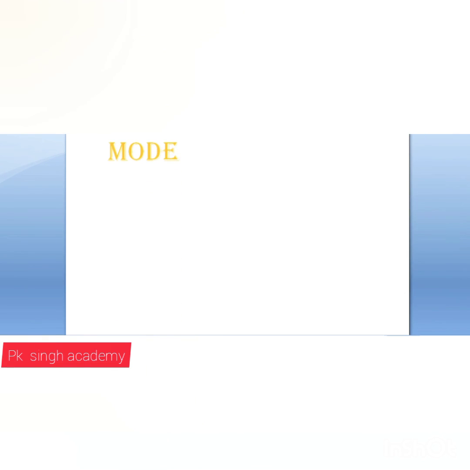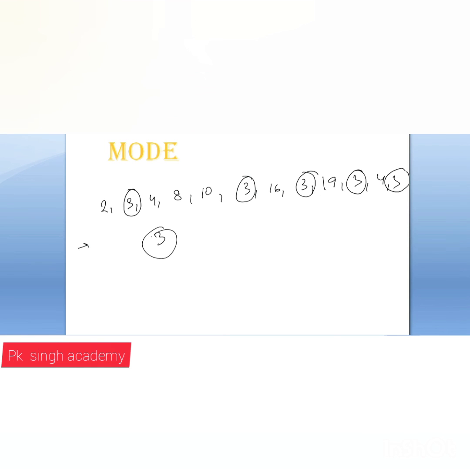Now we'll see mode. What do you mean by mode? Mode means the highest number of frequency. For example, the series contains 2, 3, 4, 8, 10, 3, 16, 3, 19, 3, 4, 3. What we see here is 3 occurs many times. So what is the mode for this series? 3. The item with the highest frequency will be the mode.